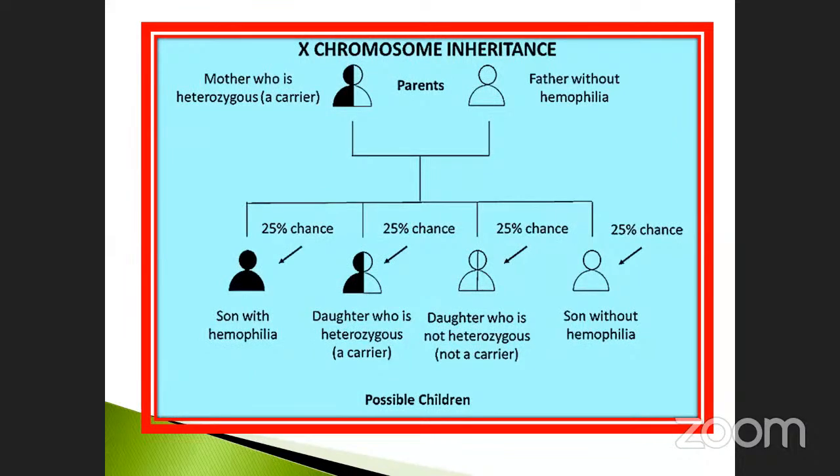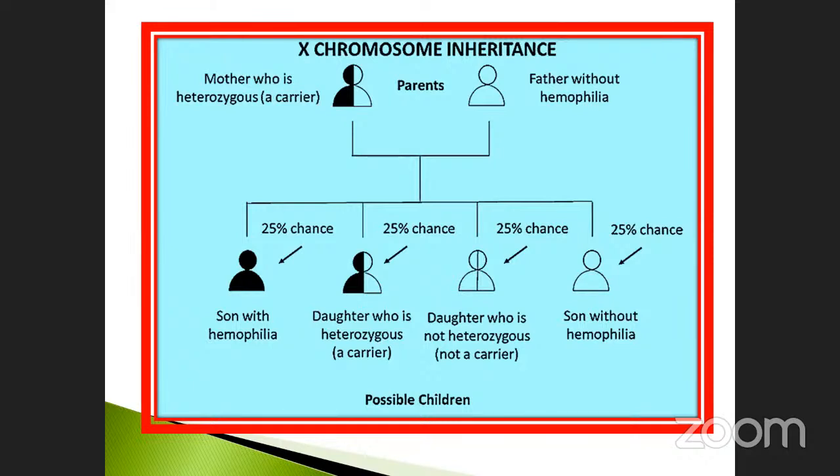See the X chromosome inheritance. The mother who is heterozygous, we already discussed, is a carrier, isn't it? Heterozygous means partially, but the character is there: partially darkened and partially normal. The father is without hemophilia, a normal person. Both are married. What will be the offspring here? See, the son with hemophilia is completely affected, with 25% chance. The heterozygous condition is also in the daughter. Again a daughter, again a son: two sons and two daughters.